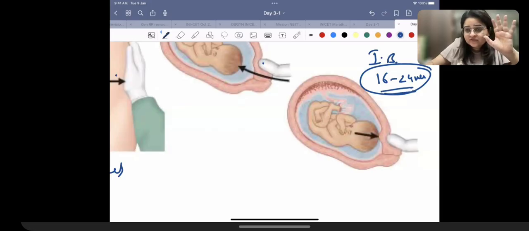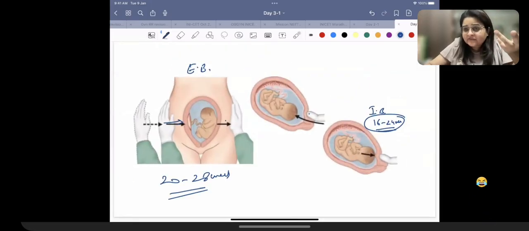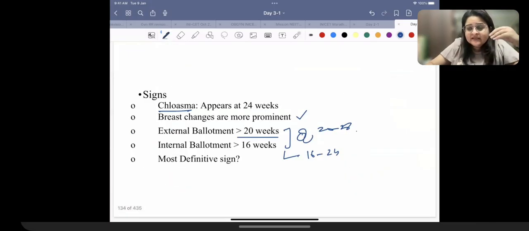So at 16 to 24 weeks, yes, something like fluid thrill, you will be able to feel it between 16 to 24 weeks. Both have come as questions in some form or the other. So you should know when you can do these tests. They are tests of the second trimester of pregnancy.